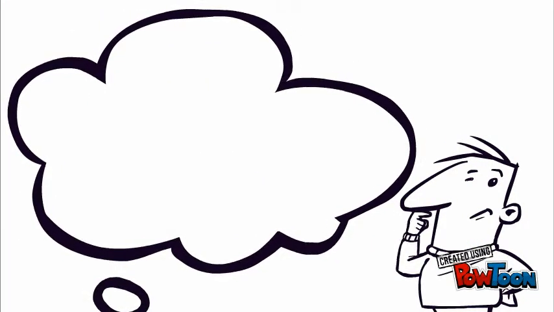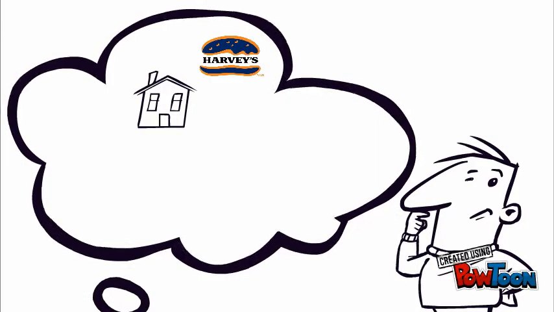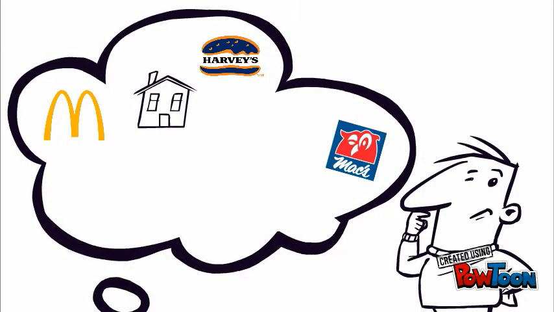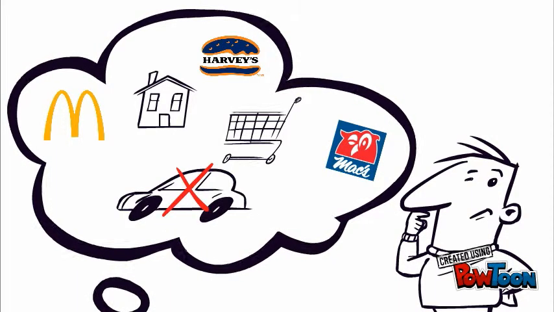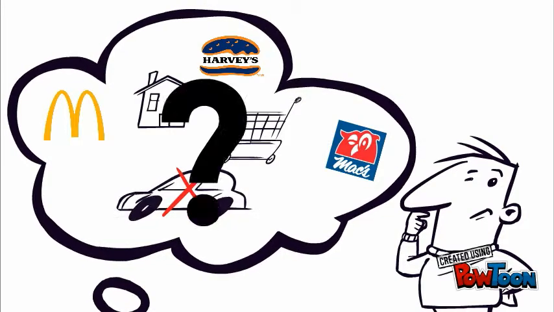Imagine this. You live in a neighborhood that has a Harvey's a 5-minute walk from your house. A McDonald's is a 7-minute walk away, and the convenience store which is only 3 minutes away. But the grocery store is a 20-minute walk from your house. You can't afford a car or public transportation. Where do you think you would buy most of your food?